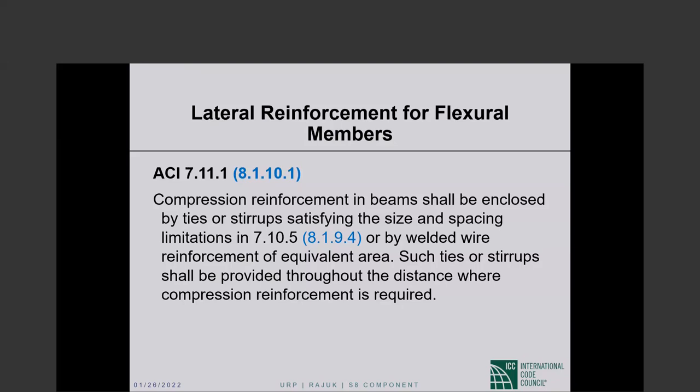So compression reinforcement in beams shall be enclosed by ties or stirrups, satisfying the size and spacing limitations of 7-10-5, those are the column tie requirements, or by welded wire reinforcement of equivalent area. You also have to satisfy shear requirements, torsion requirements, because this is a beam. Now, such ties or stirrups shall be provided throughout the distance where compression reinforcement is required. Okay, where it is no longer required, you don't need the ties and so forth.